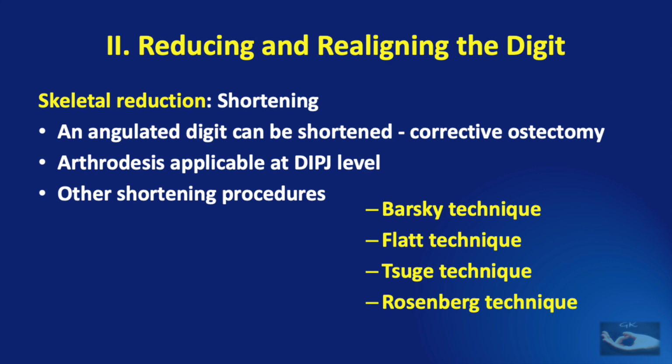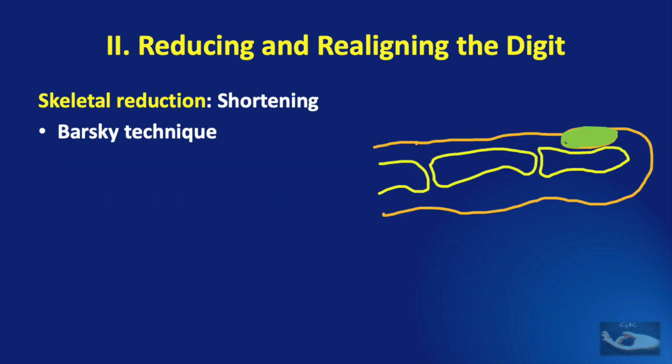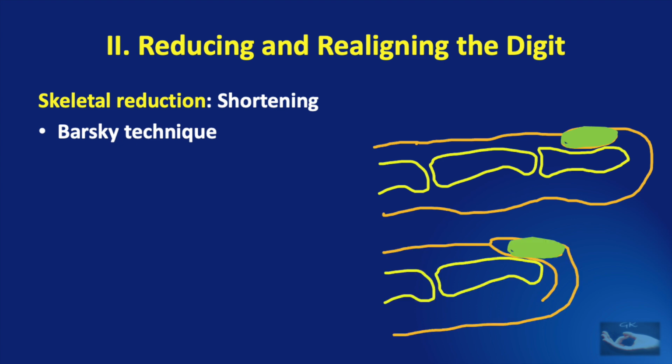Barsky's technique involves shortening the digit by filleting the distal phalanx, excising the skin over the dorsum of the middle phalanx, and placing the nail as a free graft on the end of the middle phalanx.